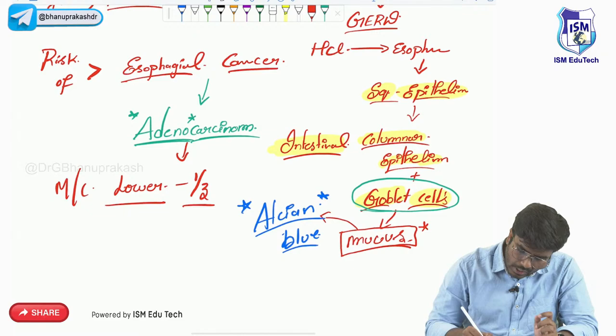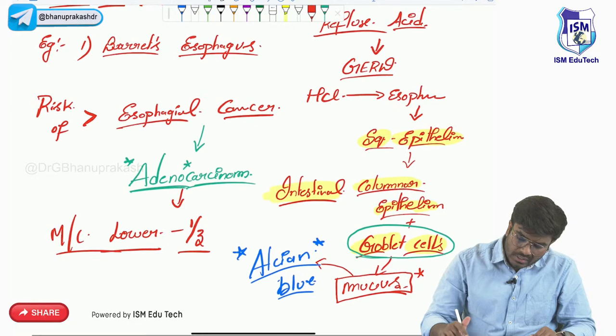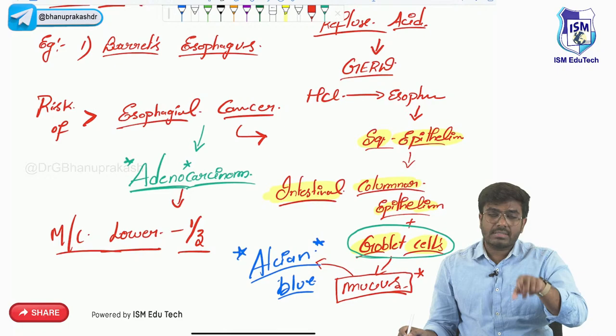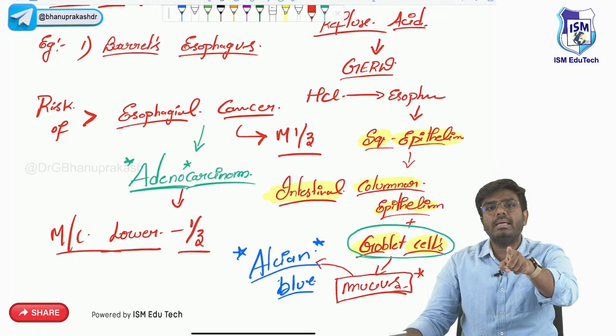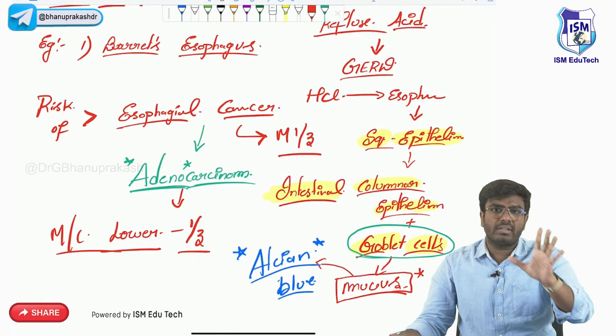But if someone asks you, what is the most common site of esophageal cancer? The most common esophageal cancer is squamous cell carcinoma and the most common site is the middle one third. Direct question: the most common site of esophageal cancer is the middle one third, but the most common site of the adenocarcinoma in Barrett's esophagus is the lower one third. Okay, so this is one example.